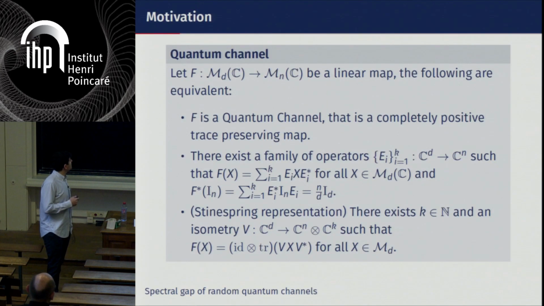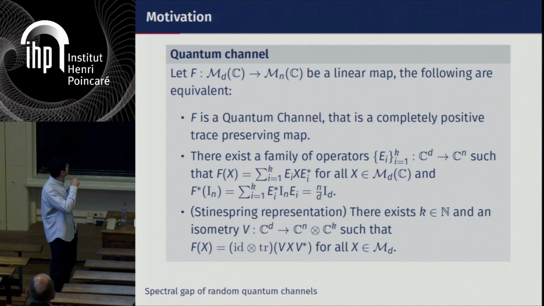So let's go with the motivation, but before starting, let me recall the definition of quantum channel, or the equivalent definition. A linear map is a quantum channel if it's a completely positive trace-preserving map, or if there exists a family of operators that we usually call Kraus operators, such that the map can be written in this way, and such that it's trace-preserving, that translates into this condition on the operators. When the dimension of the set of operators is different, then the trace-preserving condition is not that the identity goes to the identity, but there is a correction factor.